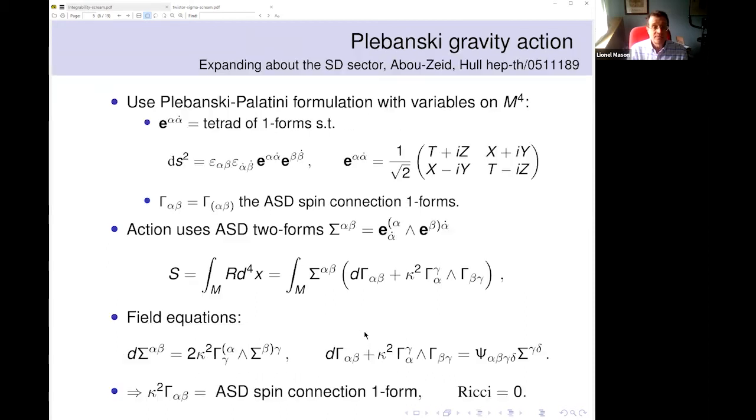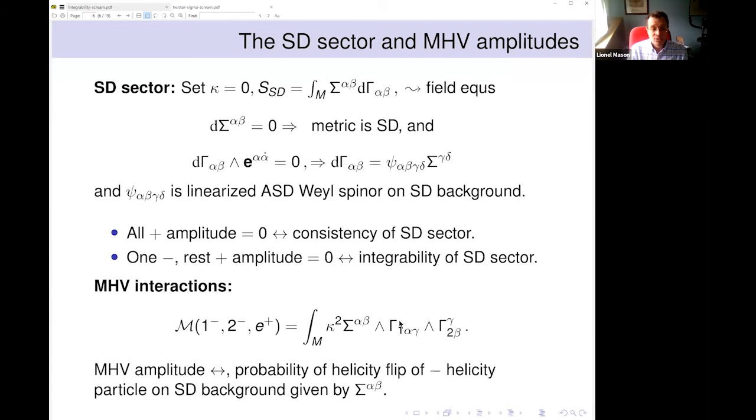This is the extra bit in the action that we throw away with kappa squared. And it's quadratic in the anti-self-dual fields. And so the way you think about this is that gamma 1 and gamma 2 here are two linear fields propagating on a self-dual background. And this sigma represents a fully non-linear self-dual background. So this is the first interesting amplitude in gravity. And it's the probability of a negative helicity particle flipping into a positive helicity particle as it crosses a self-dual background. And so that's what we're going to be interested in for the majority of this talk.